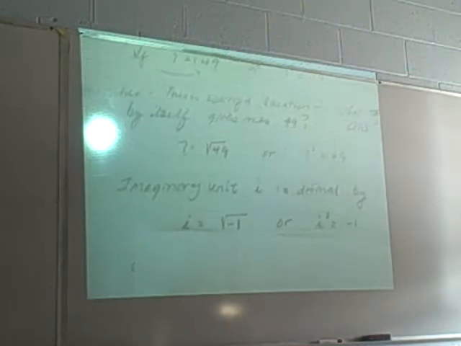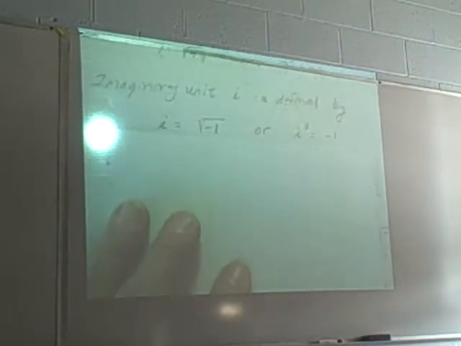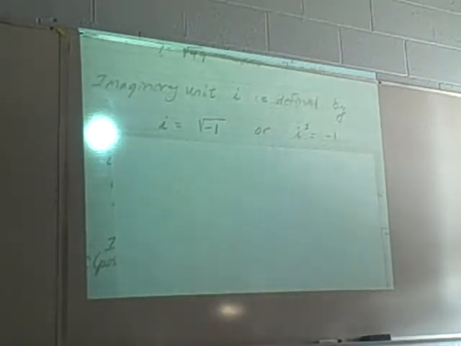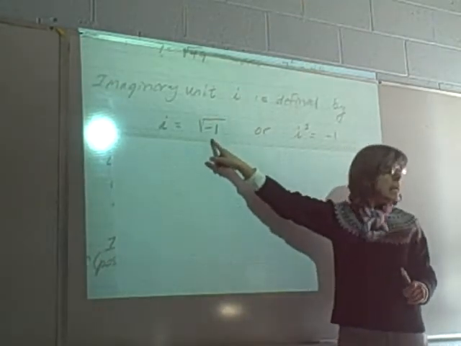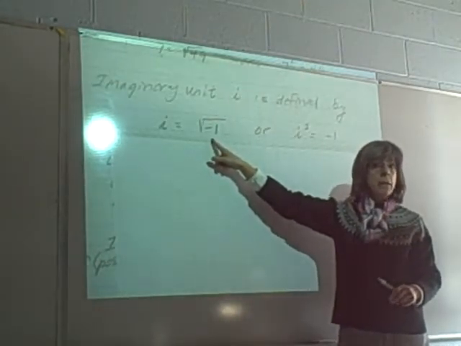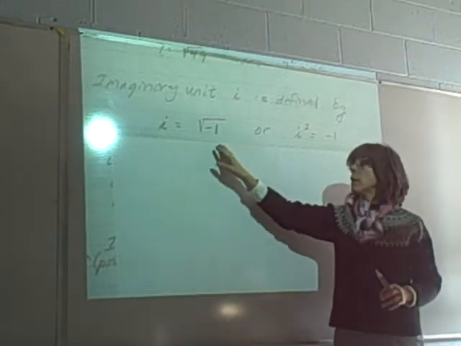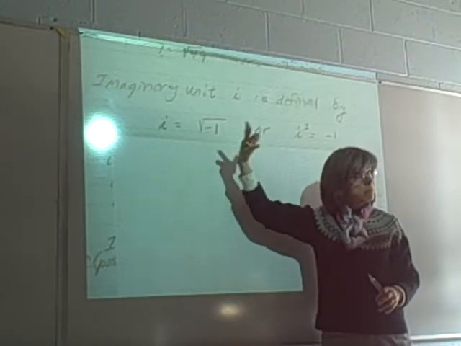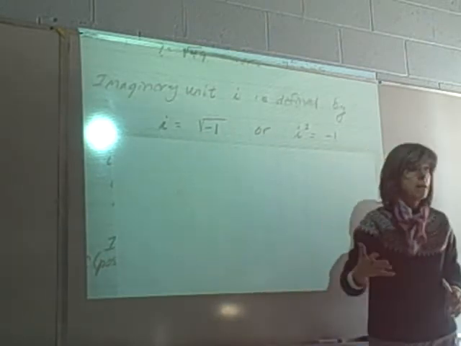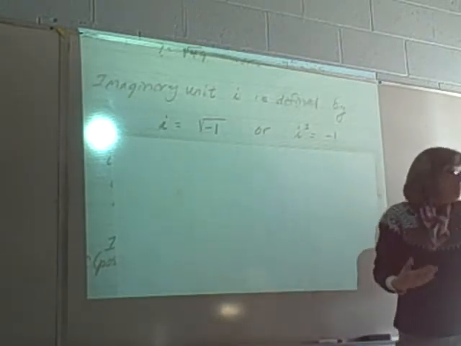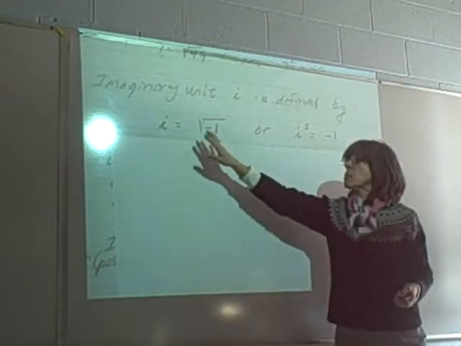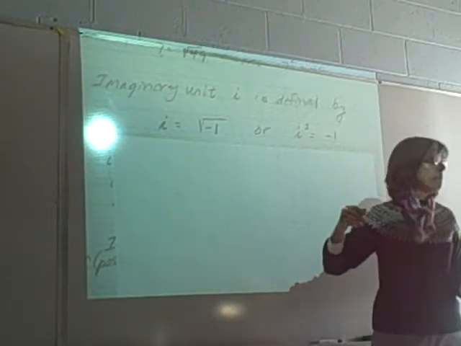So let's look at this. Okay, so the imaginary unit is defined by, so what is the square root of a negative 1? The square root of a negative 1 is i. Okay, we don't have an answer to that, hence Bombelli made it up.